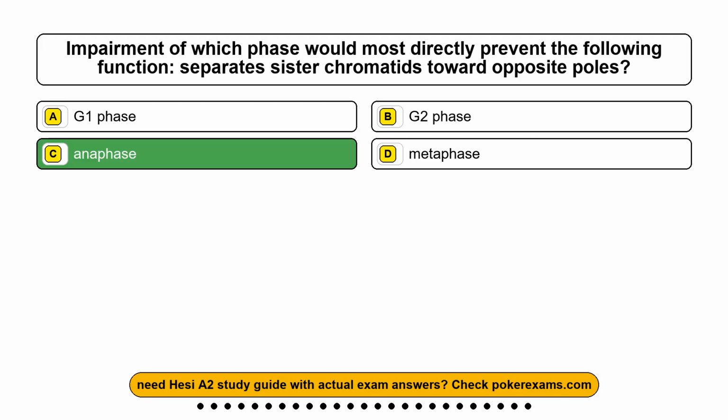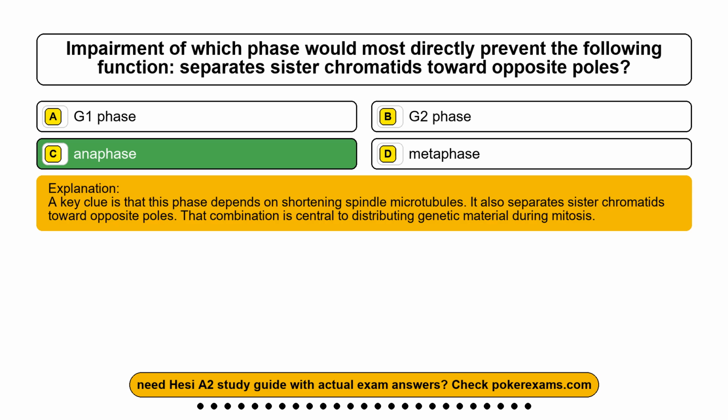The correct answer is option C, anaphase. A key clue is that this phase depends on shortening spindle microtubules. It also separates sister chromatids toward opposite poles. That combination is central to distributing genetic material during mitosis.